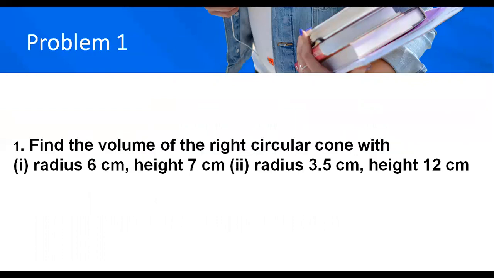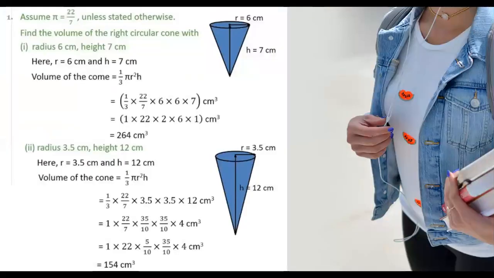Now let us start solving the exercise problems. First problem: find the volume of the right circular cone with radius 6 centimeters and height 7 centimeters. In the second problem, radius 3.5 centimeters and height 12 centimeters. So we are given the height 7 centimeters and radius 6 centimeters of the cone, and we need to find the volume of the cone.